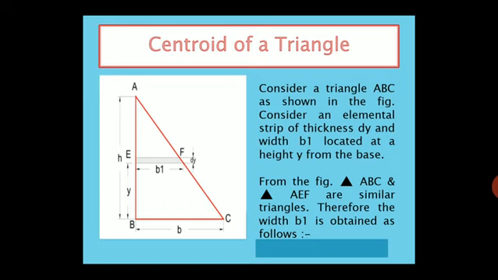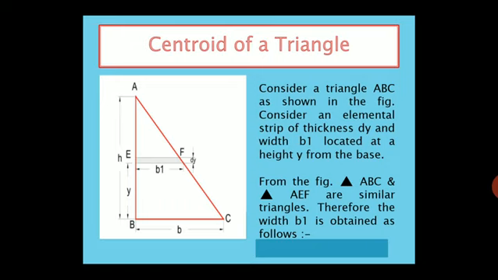So let's start with the derivation. Consider a triangle ABC. It has a height h and the base BC is small b. For analysis, we will take an elemental figure which has a width of b1, and the height of that element will be h minus y, because that element is located at a distance of y from the bottom.